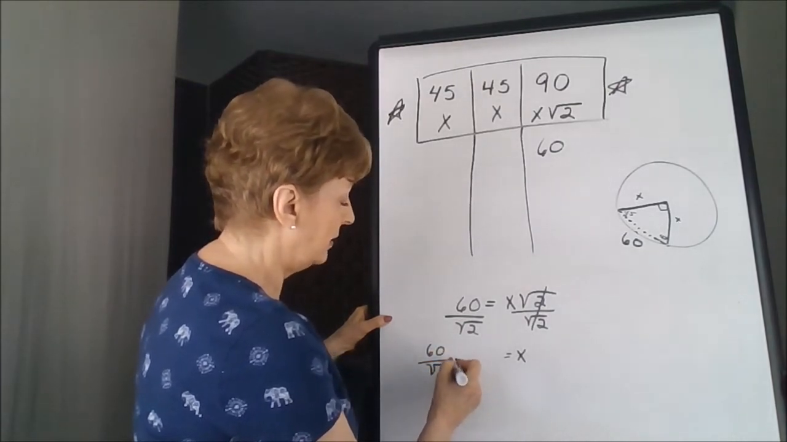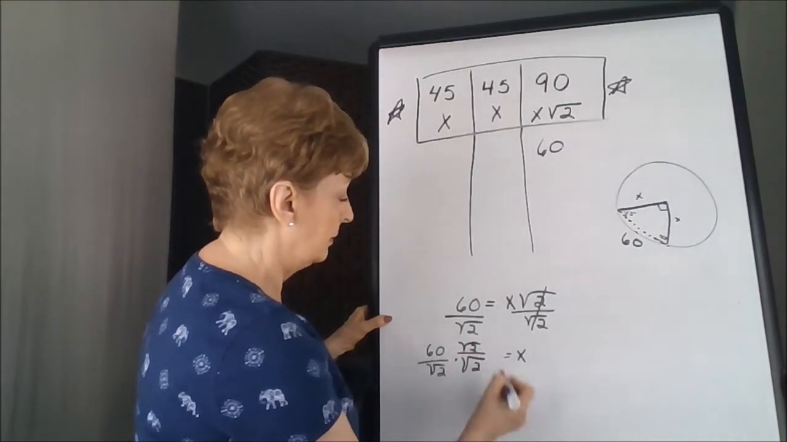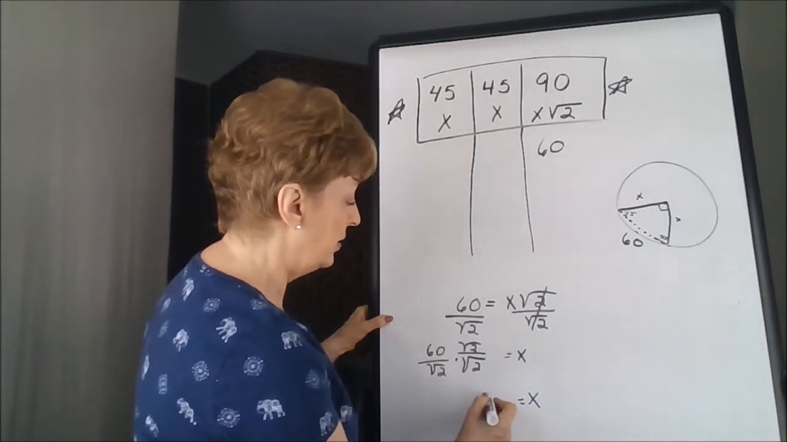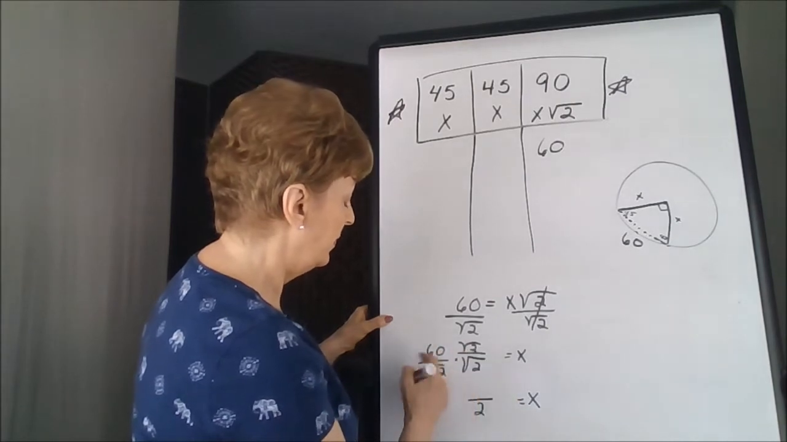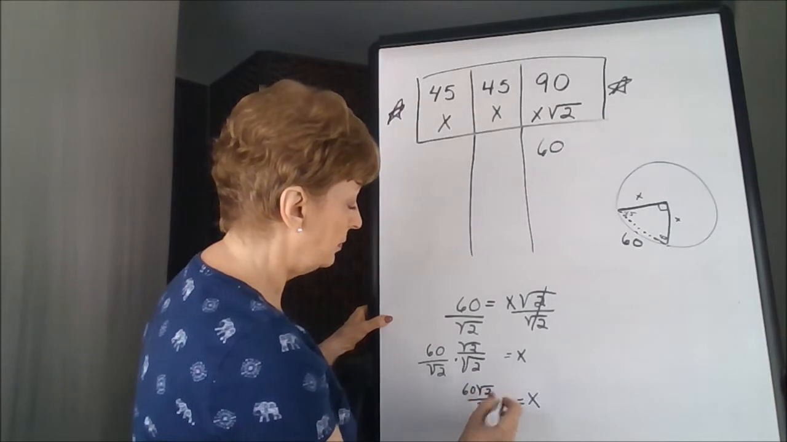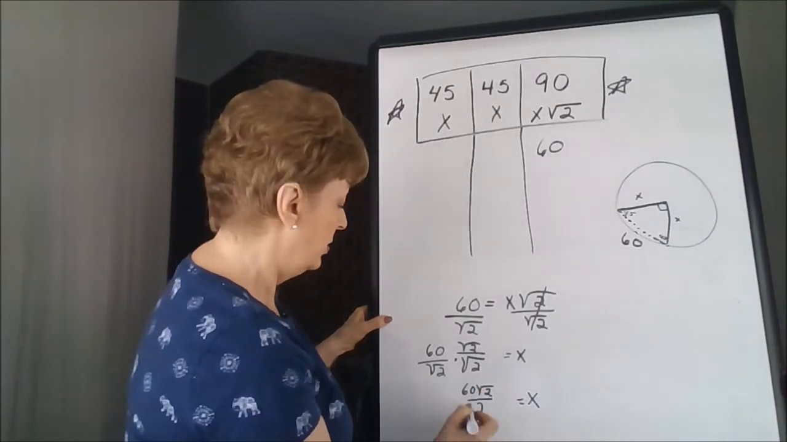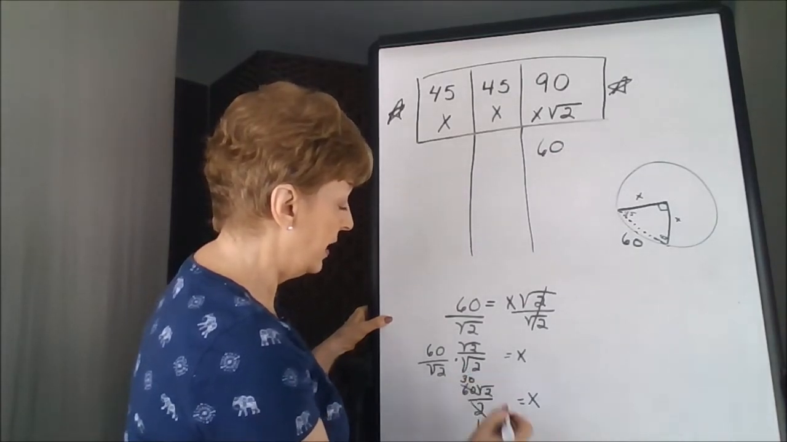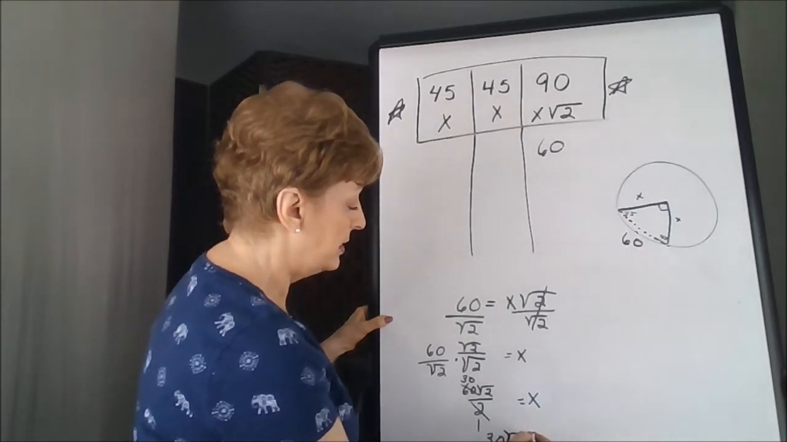We can't have a radical in the denominator, so we're going to get rid of it this way. x is equal to radical 2 times radical 2 is 2, and the top, the numerator, 60 radical 2. Again, we have whole numbers here. 2 will divide into itself once, into 60 thirty times. So now we have 30 radical 2 is equal to x.